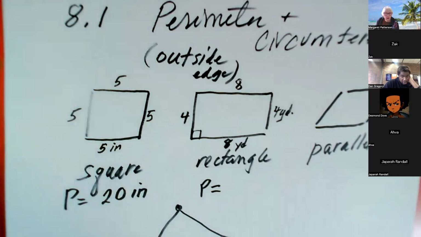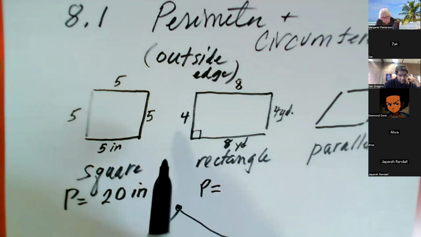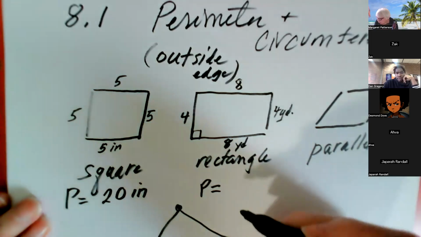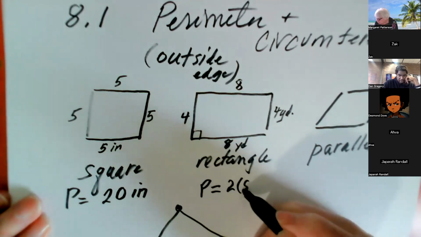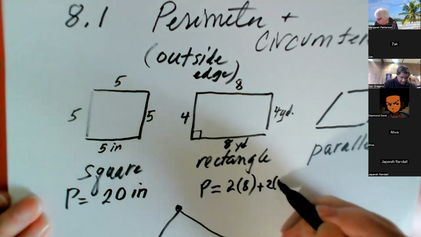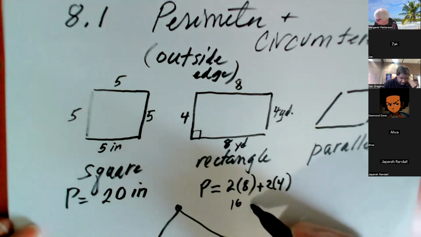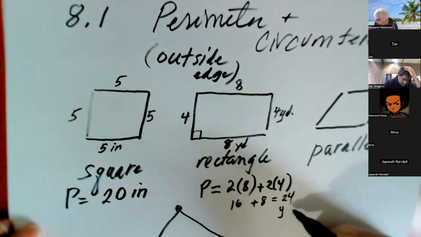But do you need a formula to figure this out? No, you could march around the edge 8 and 4 and 8 and 4 if you want to, and you would get the proper answer. And these were all in yards, by the way. I just didn't want to label everything. So the formula is just a shortcut. 2 of the 8s and 2 of the 4s. Did somebody have something? So that would be what, 16, and this would be 8. That would be 24 yards.